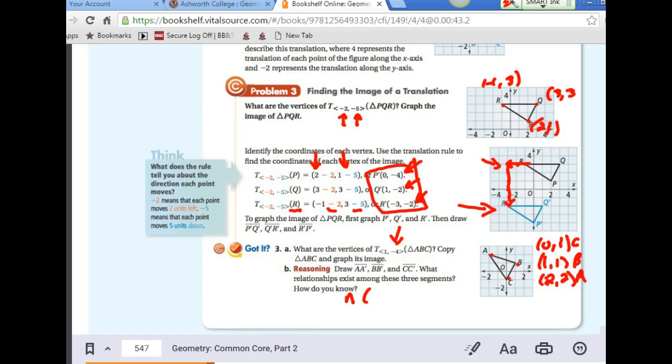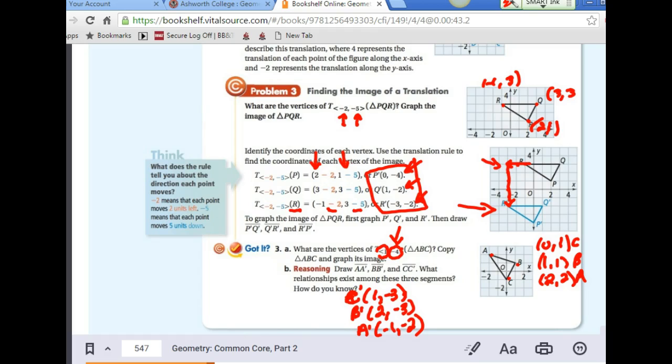So if I want to know what A prime is, which is my new one, I'm going to add 1 to my x value and subtract 4 from my y value. So that would become (1, -3). Oops, I've done it again. That's C prime. For B prime, if I again add 1 to the x, that's 2. If I subtract 4 from the y, that's going to be -3. And then A prime, if I again add 1 to -2, that leaves me with -1. If I subtract 4 from my y value, that's going to leave me with -2.